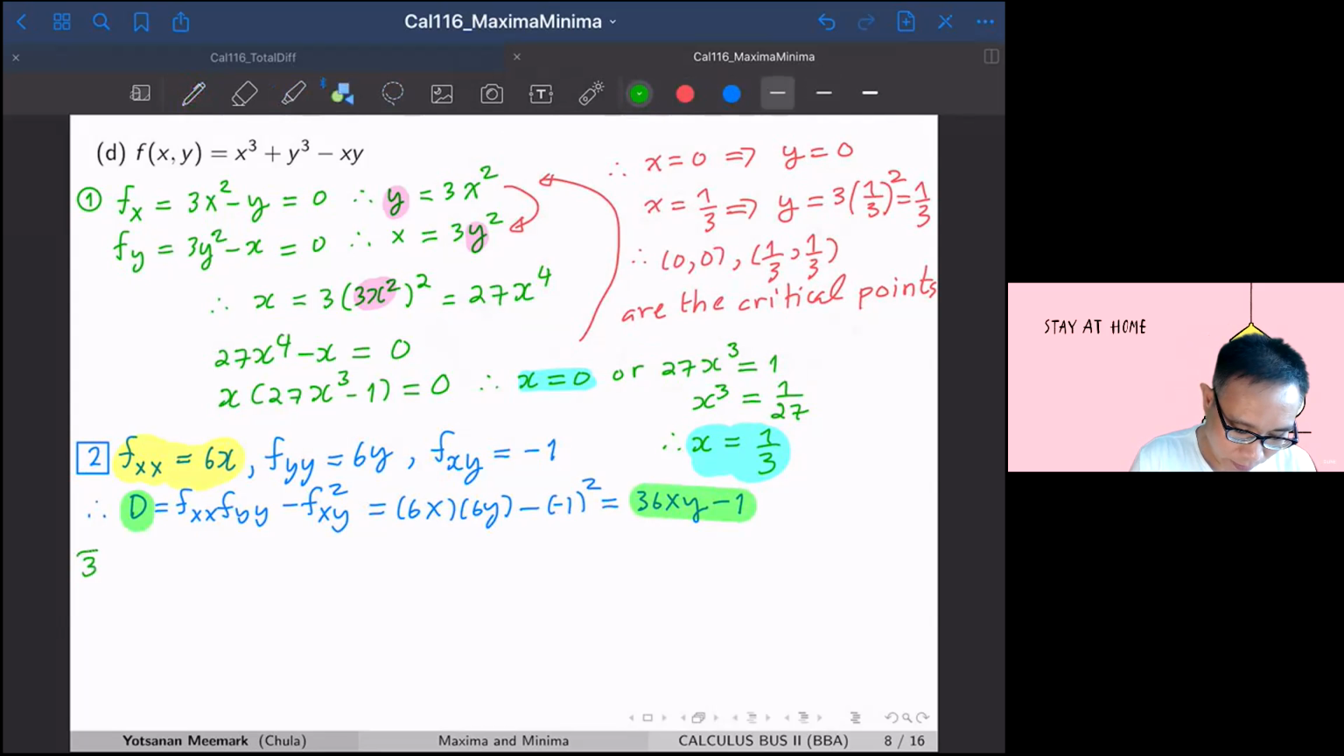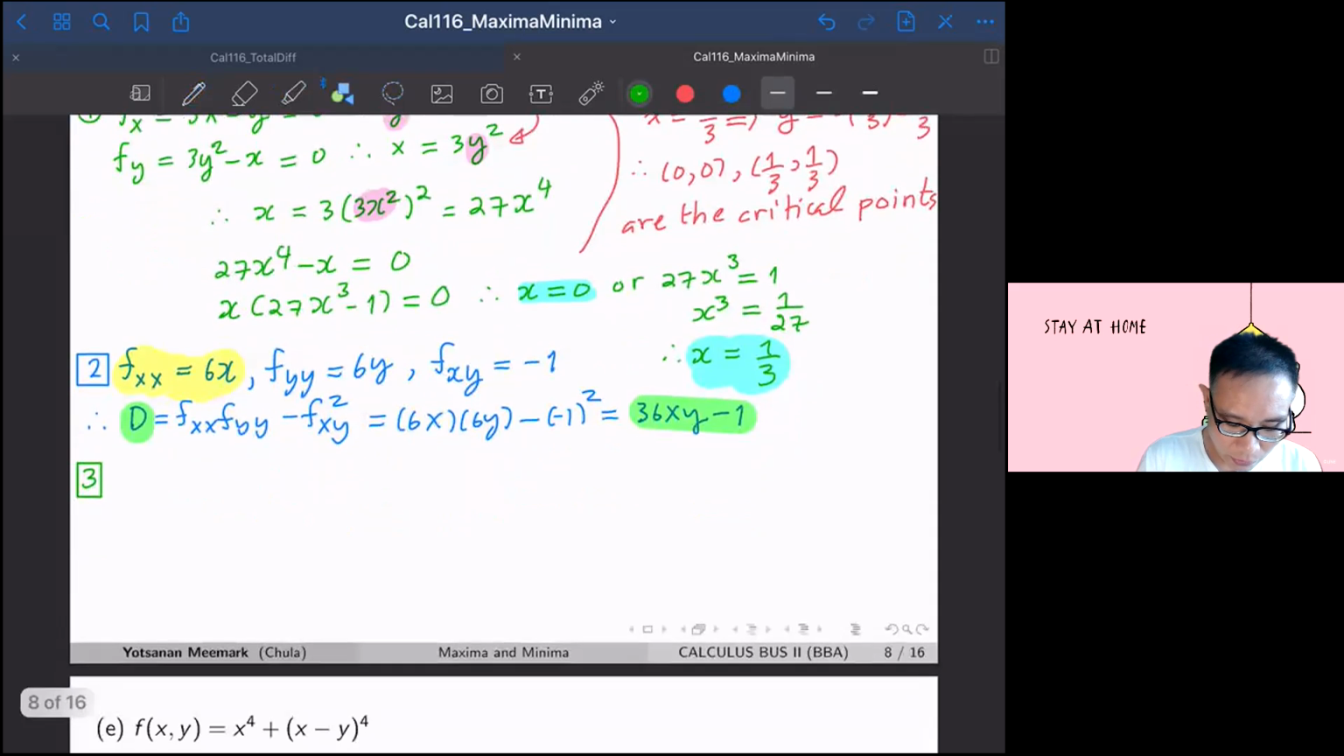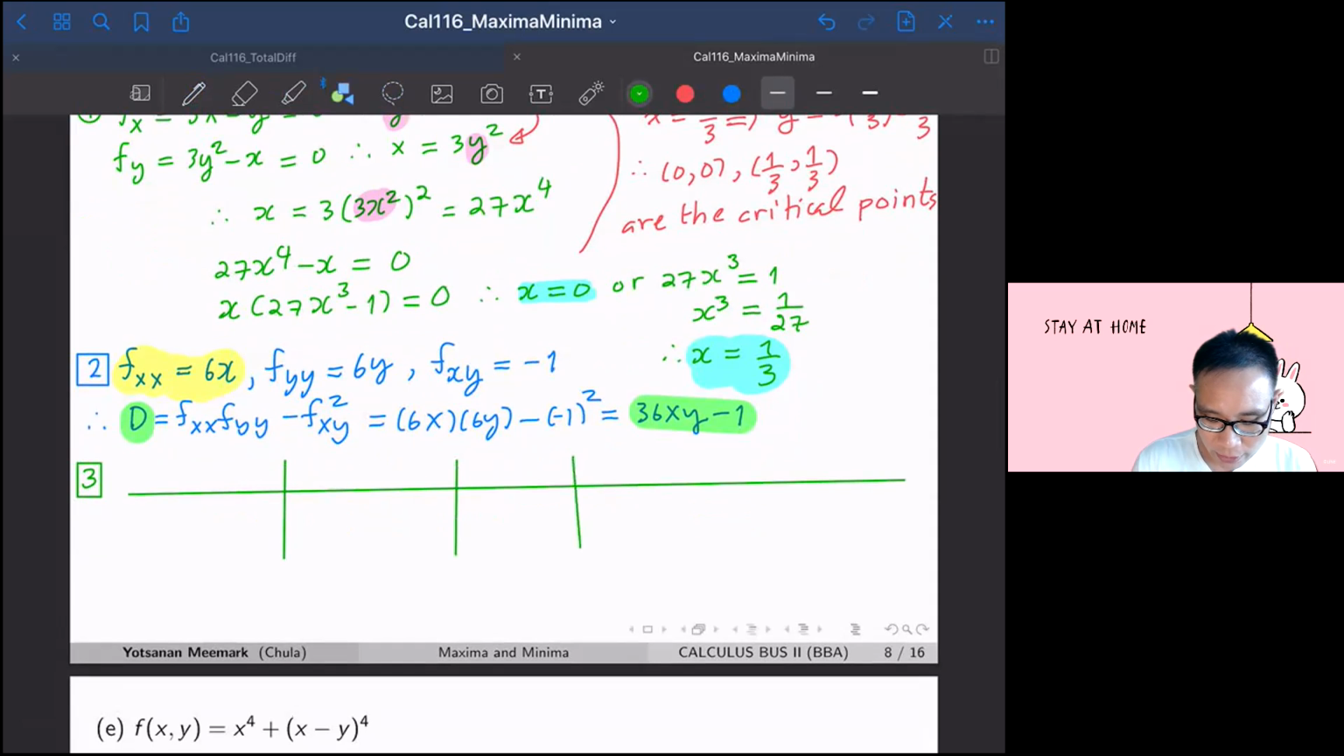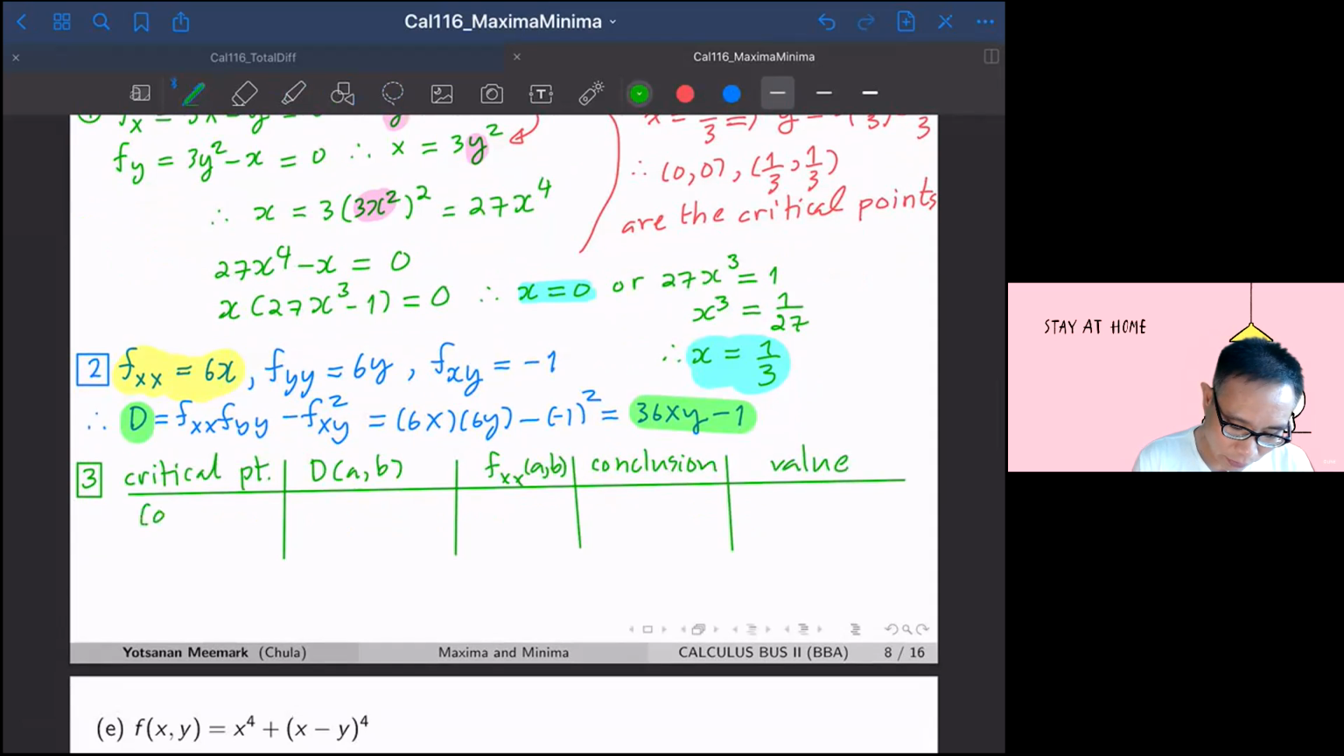So in the third step, you're gonna draw a table like we did before. We have point, D, fxx, conclusion, and value. So you have the critical points, which turned out to be (0, 0) and (1/3, 1/3).